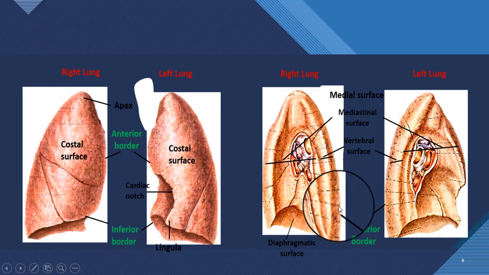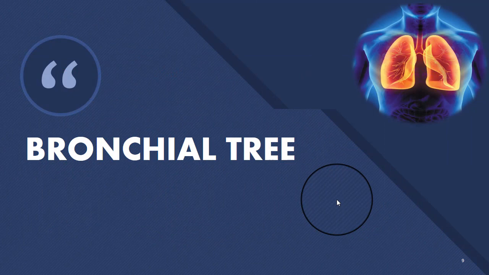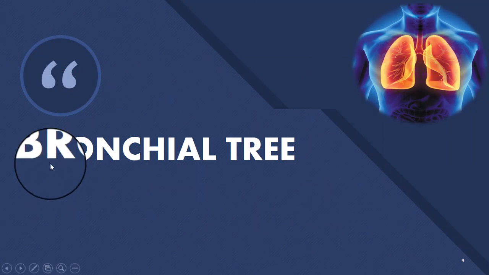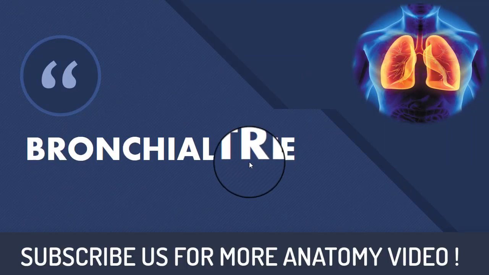So this was all about the three borders of the lung, that is we have talked about anterior border, inferior border and posterior border. I hope these lung structures are very much clear to you guys. Now next we'll talk about the bronchial tree.